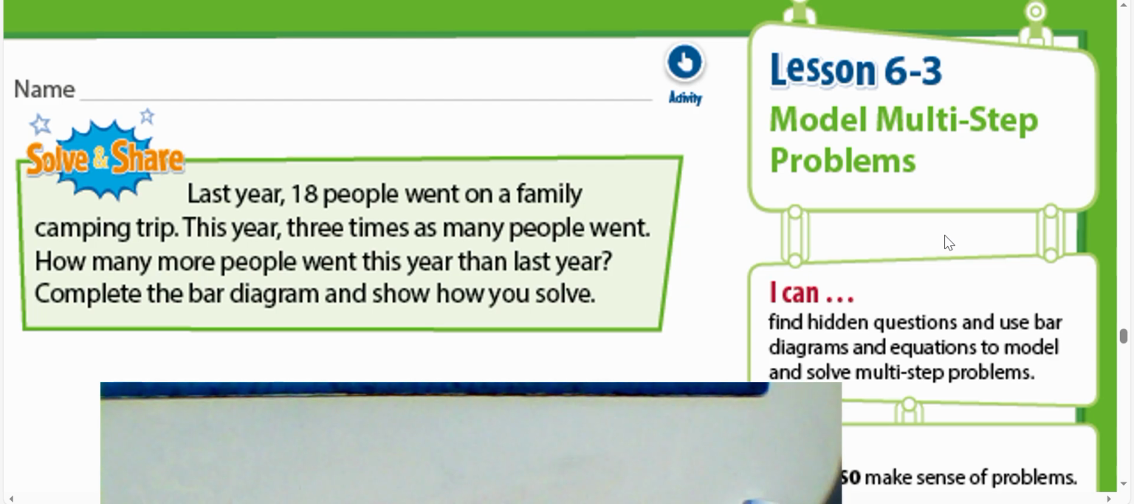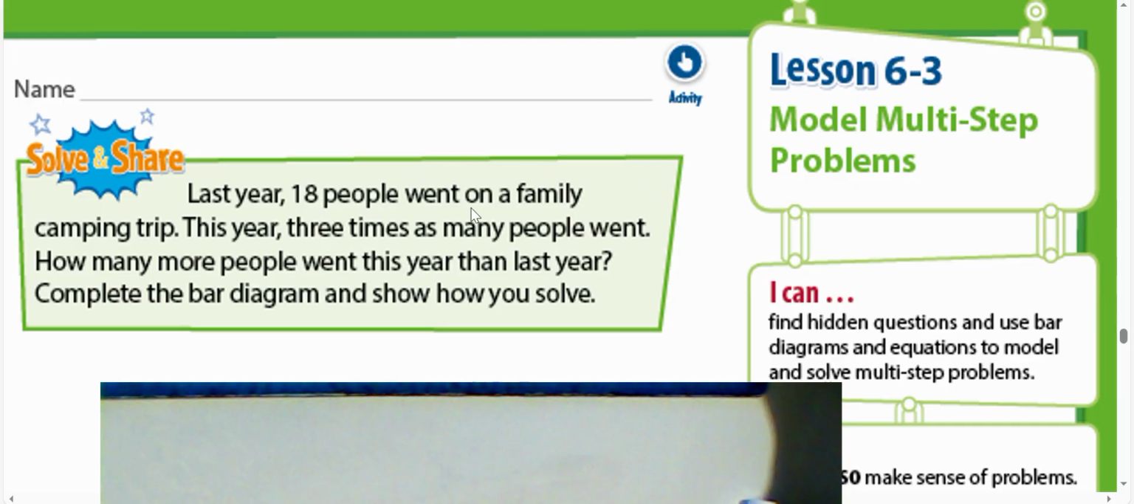Today we'll explain from Vision Math first term, volume number 1. Lesson number 3, topic 6, model multiplicative problems. In this lesson, you can find hidden quotients and use bar diagrams and equations to model and solve multiplicative comparison questions and problems. Look at it with me, about first solve and share questions.